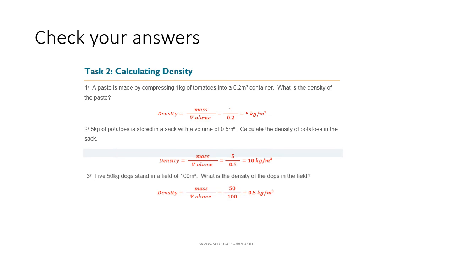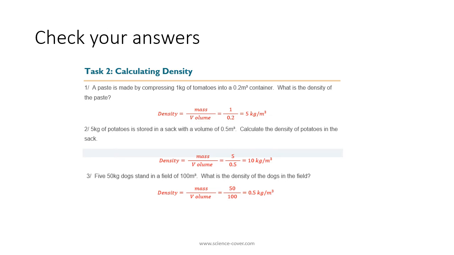Let's check the answers to task 2. The paste is made by compressing 1 kilogram of tomatoes into a 0.2 meters cubed container. What is the density of the paste? Density is mass divided by volume, so that's 1 divided by 0.2, which equals 5 kilograms per meter cubed.